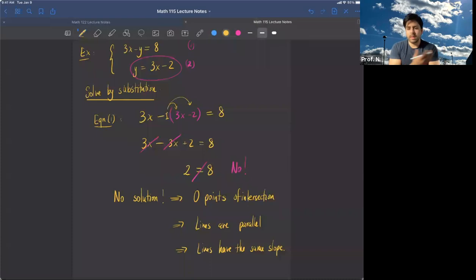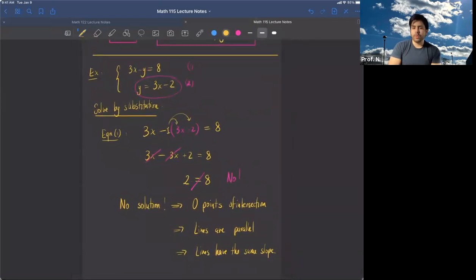So all these mean the same thing: no solution, 0 points of intersection, lines that are parallel, same slope. Okay? So you can have scenarios where the substitution method doesn't fail. It's working perfectly. It's just that the very structure behind this system is no solution. And remember, the word for this is inconsistent. This is an inconsistent system because it has no solution.